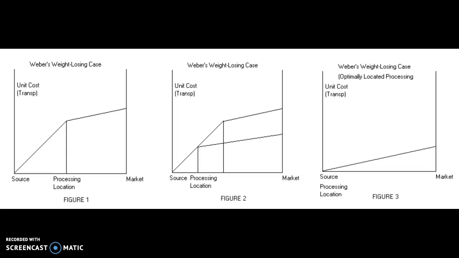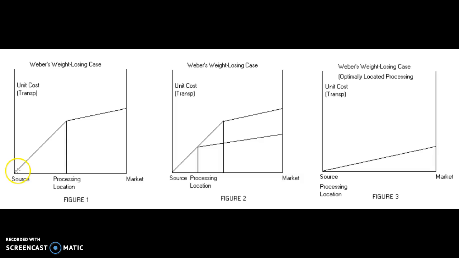So let's take a look at these three figures to give you a little bit more context about bulk reducing manufacturing. If you take a look at figure 1, it shows that the processing plant, let's just say that these are wooden posts that are going to Home Depot, is somewhere between where the forest is, where you get the trees to eventually make the posts, and then the market itself.